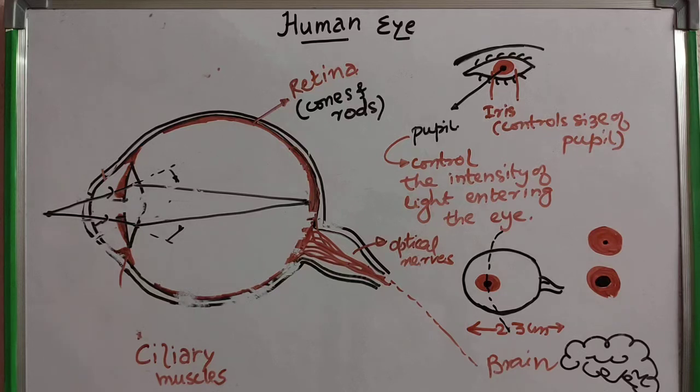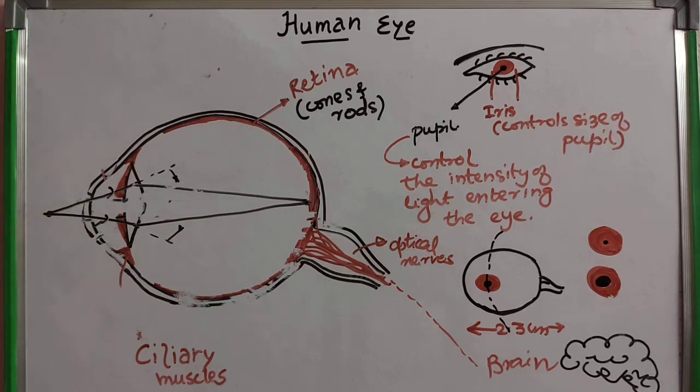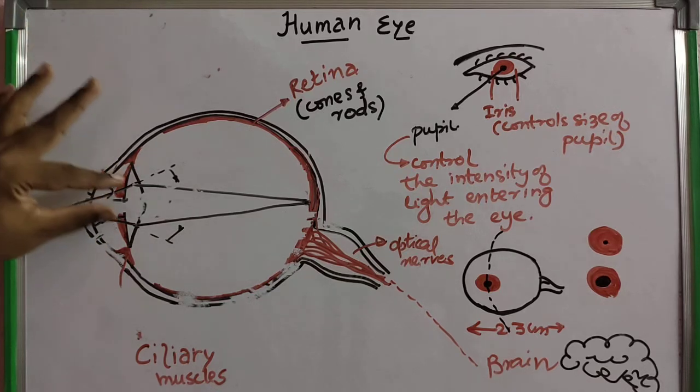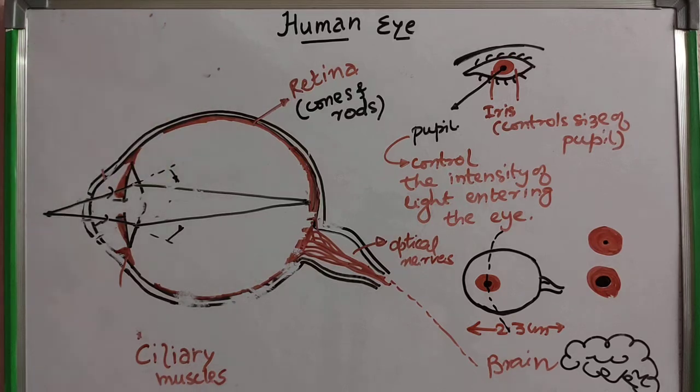So this happens when the ciliary muscles contract. When the ciliary muscles contract, the eye lens becomes thick. Hence it increases its curvature, hence the power of convergence. So you can see the nearby object. I hope you have understood. I will just explain once more.